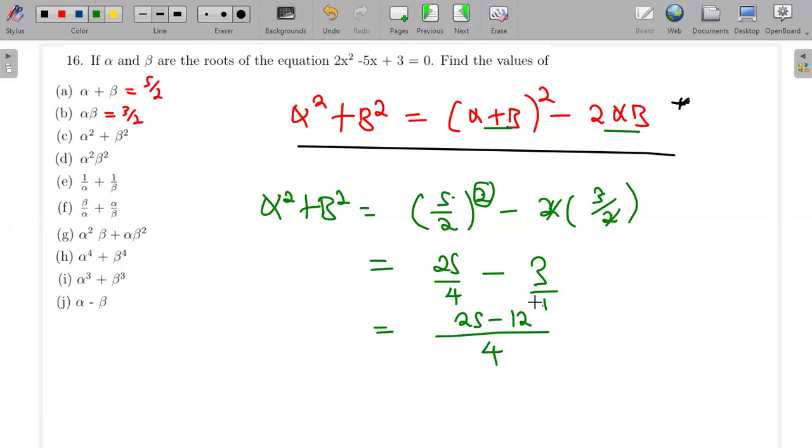So on top, we have 25 minus 12, and then divided by 4. So that is going to give me, on top I have 13, down I have 4. So that is the value of alpha squared plus beta squared. So we should write it there. So 13 over 4.